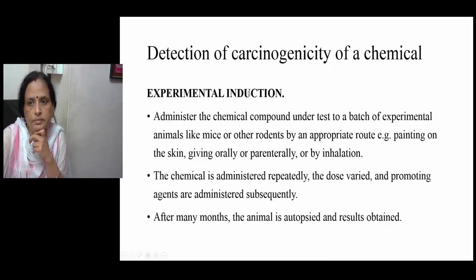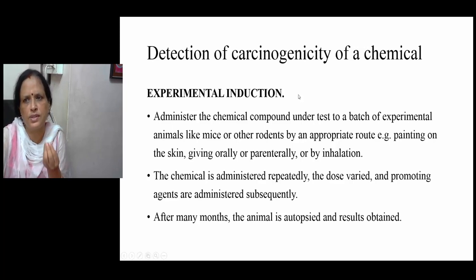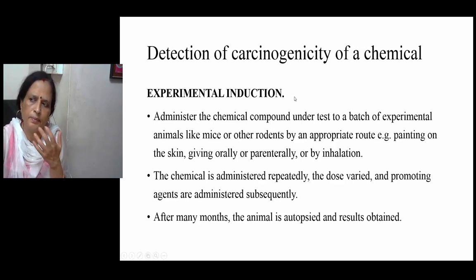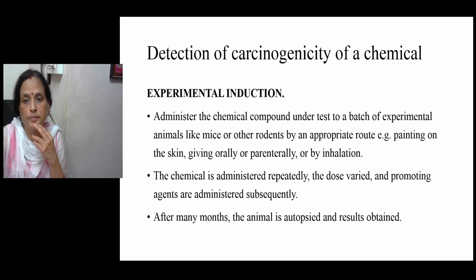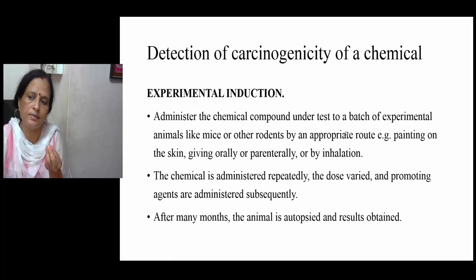Then probably a few words about this. How do we detect the carcinogenicity of a chemical? How do we say that this chemical is carcinogenic? There are experimental models. I just want to stress a few points here because sometimes this could be a 3-marker for you. So what is done is the chemical compound to be tested is administered to experimental animals.